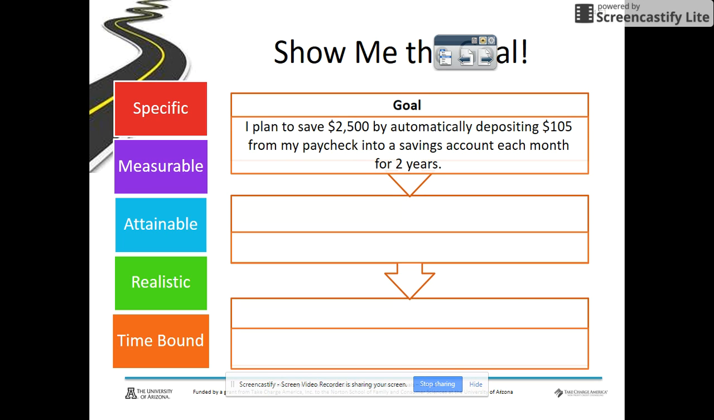All right, here's another example. Here's the goal. I plan to save $2,500 by automatically depositing $105 from my paycheck into a savings account each month for 2 years. Okay, so what is missing?